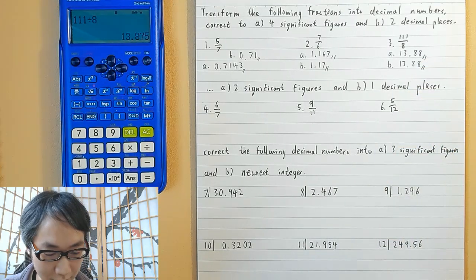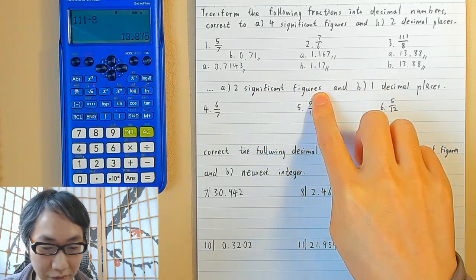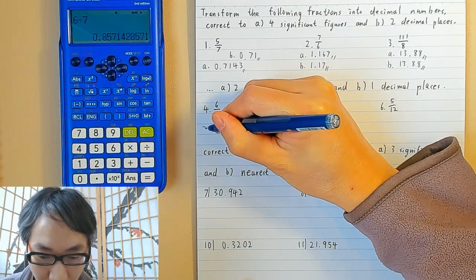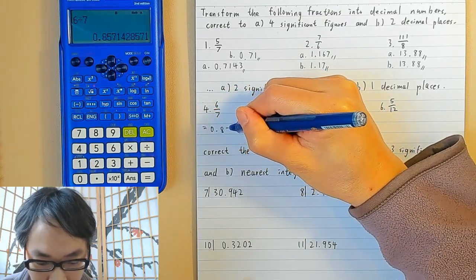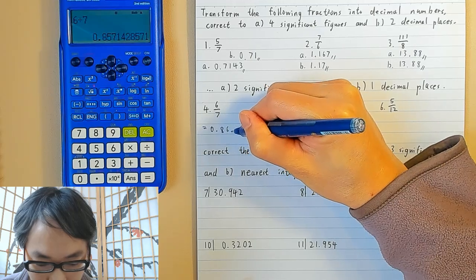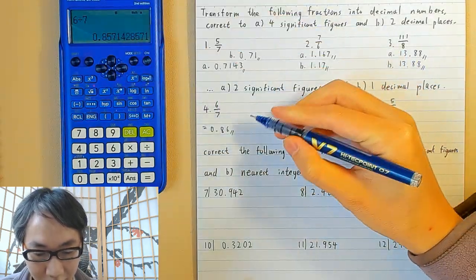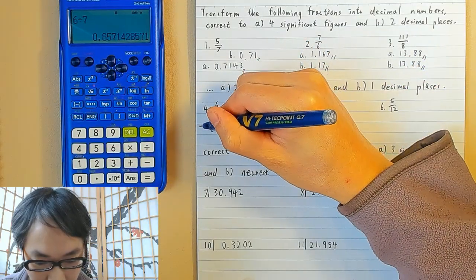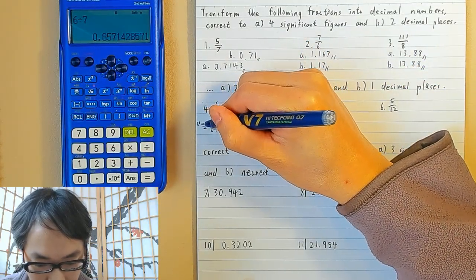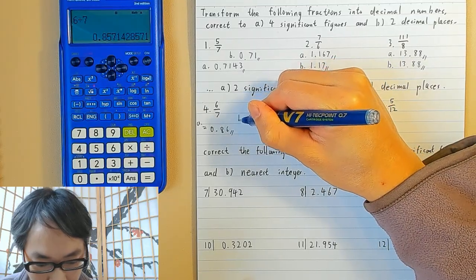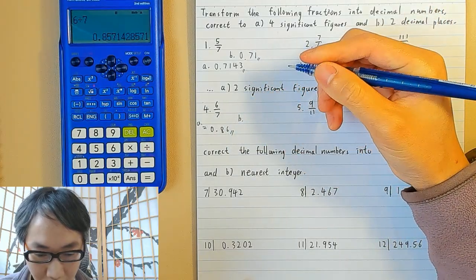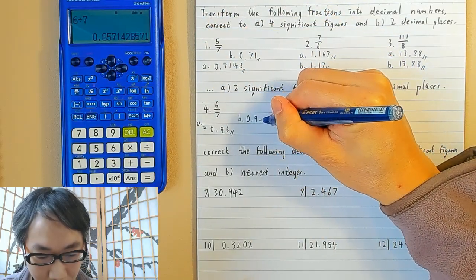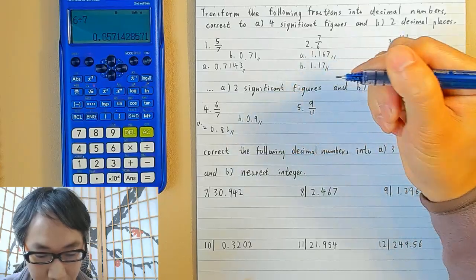And then number 4, 2 significant figures. So this will be 0.86. The next one is 7, so correct it to 6. Then for 1 decimal place, 0.9, because the next decimal place is 5.